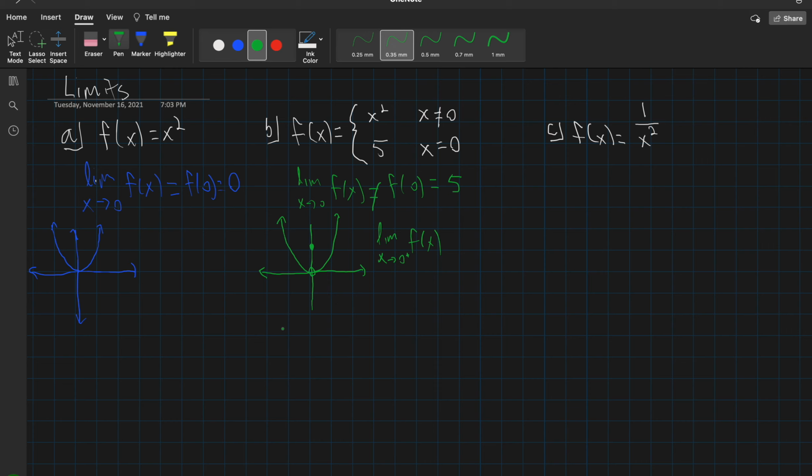Actually, let's make a table for this. So here's our x values, and here's our values of f of x. So this is going to represent the right-hand limit. So that's what this table is going to represent here. So when we're approaching from the right, let's say we start with a value of 1, and our f of 1 is going to be 1 squared.